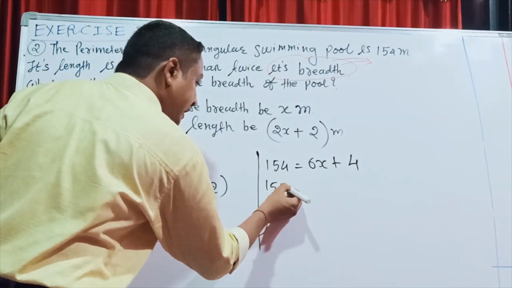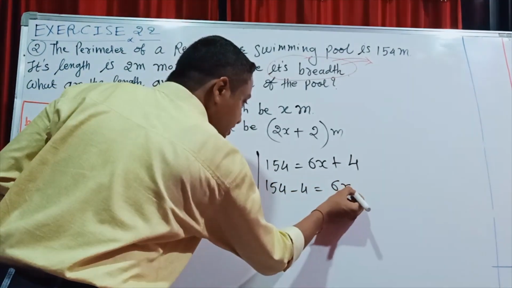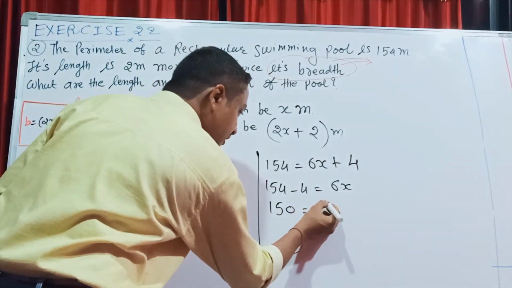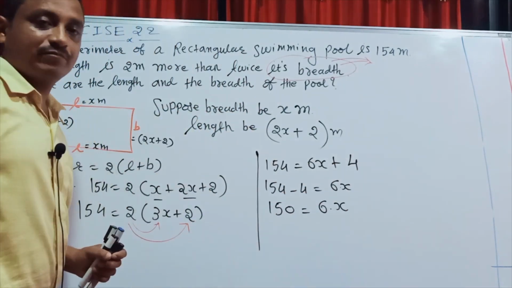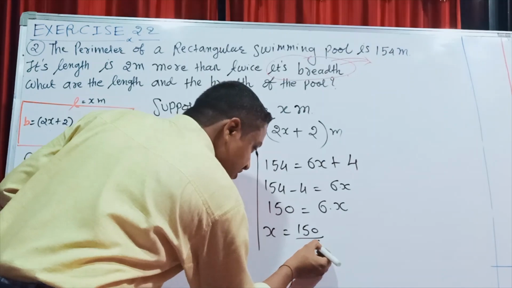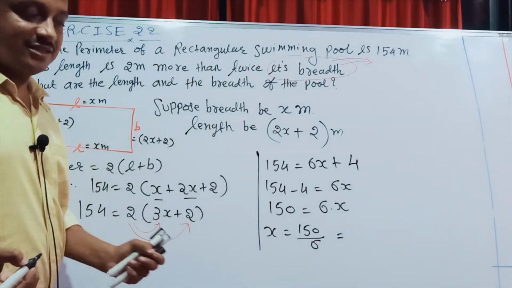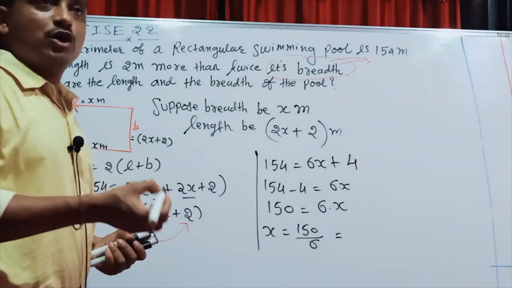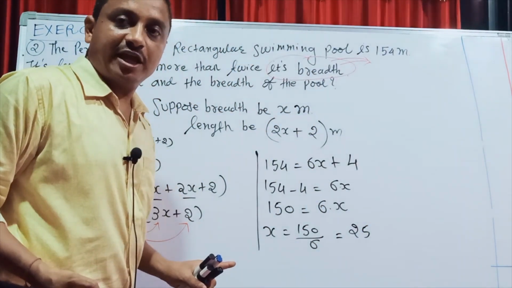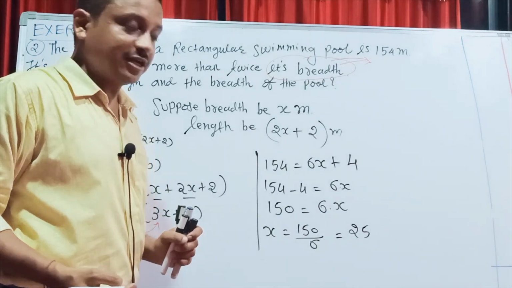So the constant value, take it to the right side. How much is it? 154 minus 4? Yes, it is 150, and 6x is the same. So finally you do 150 by 6. How much is it? 150 by 6? Just divide, students. It is 25, because 6 2s are 12, 3 carry 30, and 6 5s are 30.